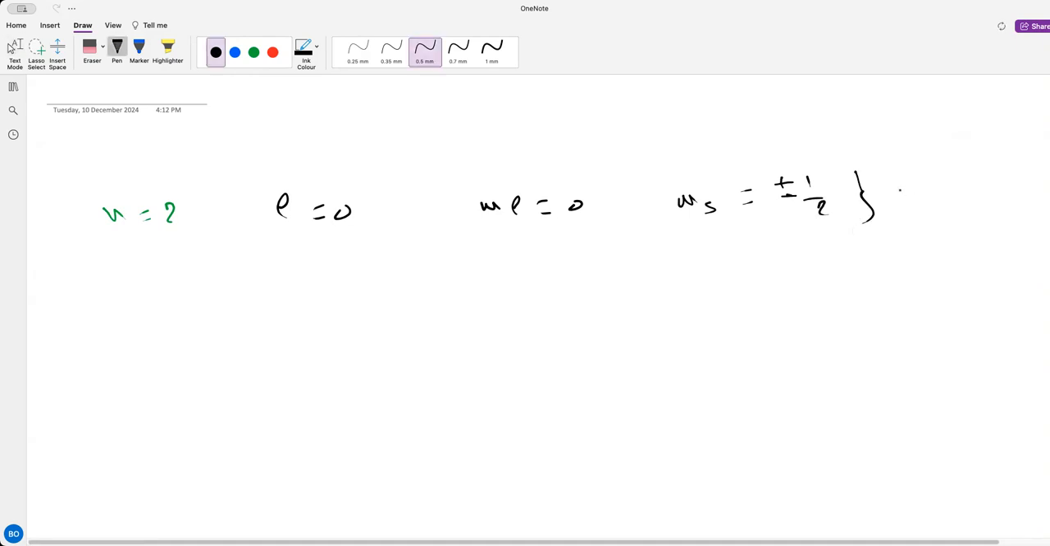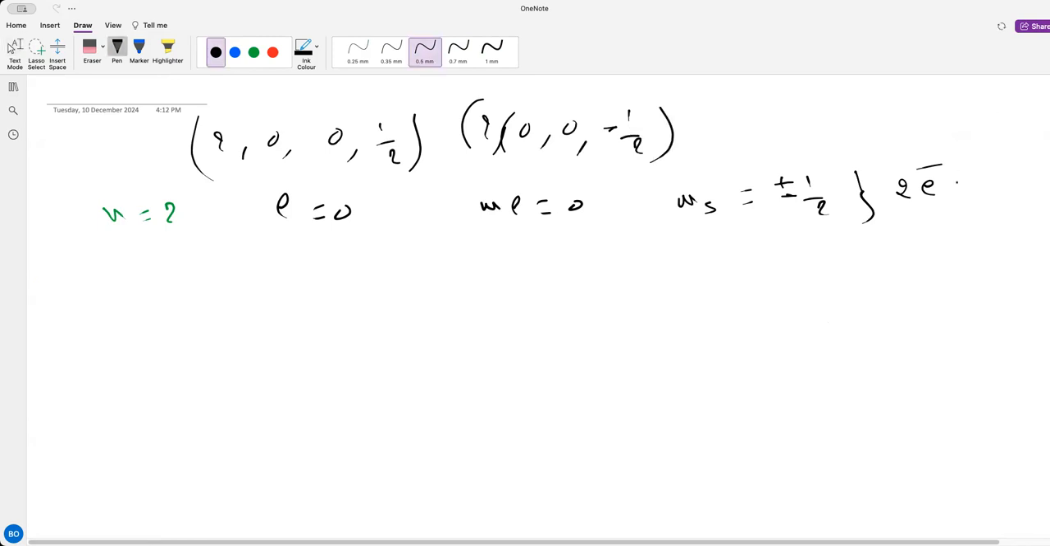So if n equal 2, L equals 0, ML equals 0, MS can be plus minus 1/2. So you understand that there are 2 electrons here because we can put 2, 0, 0, plus 1/2, and 2, 0, 0, minus 1/2, right? So this will be 2s2, right?